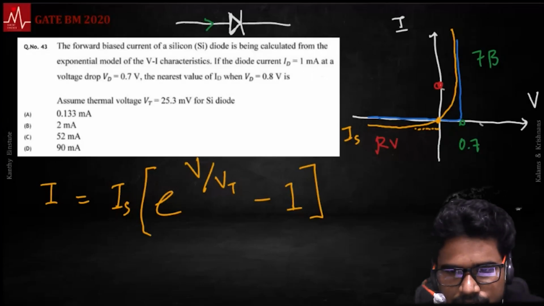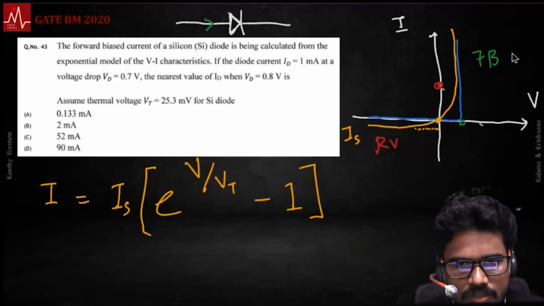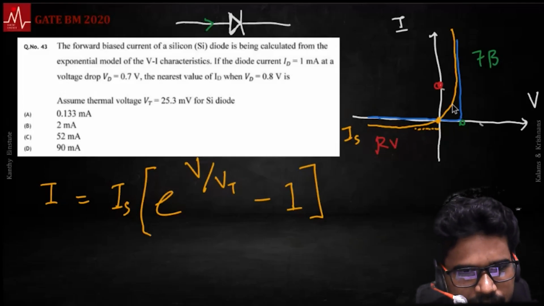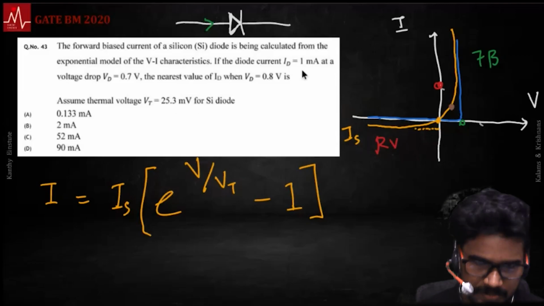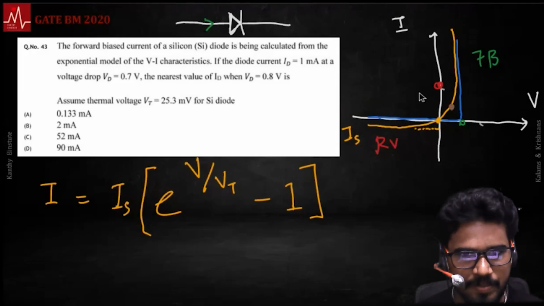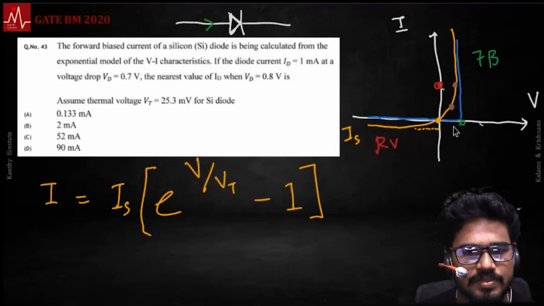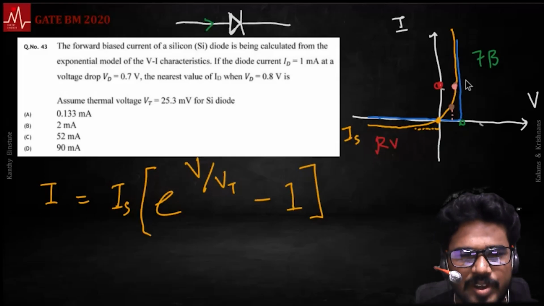Two points of interest. At 0.7 volts, your current is 1 milliamp. What would be the current at 0.8 volts? So at 0.7, the information is given. What do you need at 0.8?